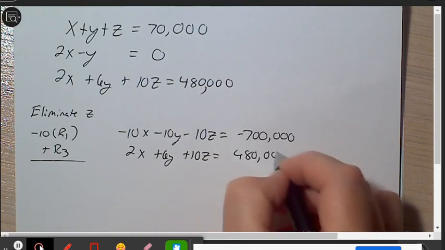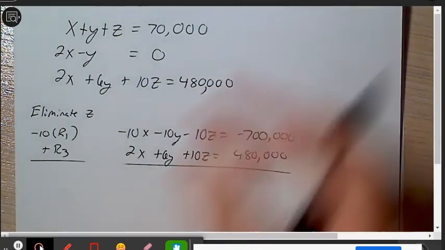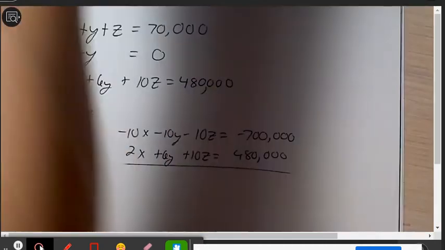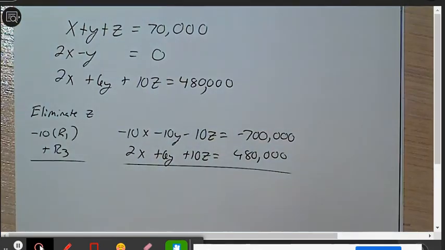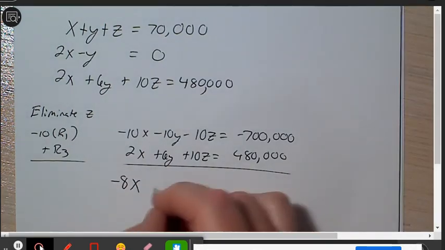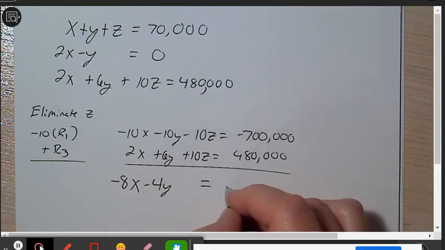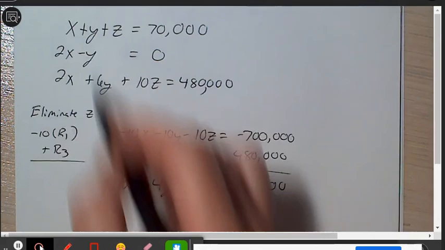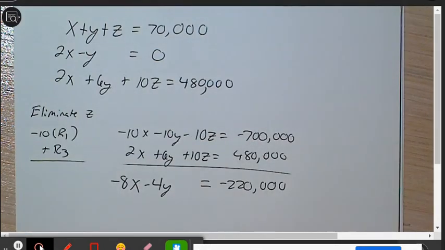And that's 480,000. Okay, and really the main reason for this one was just to show you that if you've got the percentages, just remember to move those over to the left. Everything after that is pretty much the same as our first example. The z's are eliminated, so now we have negative 8x minus 4y equals negative 220,000. And then we'll pull that together with this 2x minus y equals 0.